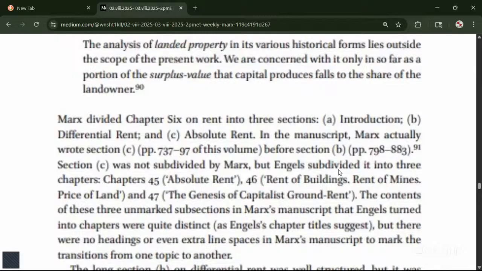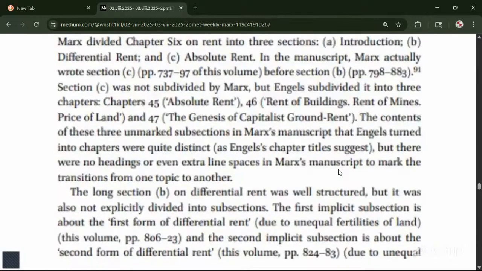Chapter 45 on absolute rent, Chapter 46, rent of buildings, rent of mines, price of land, and Chapter 47, the genesis of capitalist ground rent. The contents of these 3 unmarked subsections in Marx's manuscript that Engels turned into chapters were quite distinct, as Engels' chapter titles suggest. But there were no headings or even extra line spaces in Marx's manuscript to mark those transitions from one topic to another.